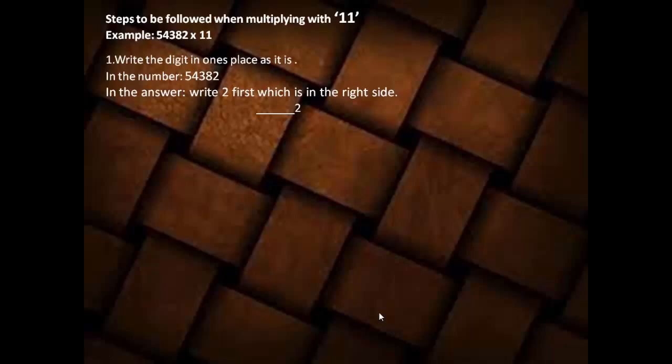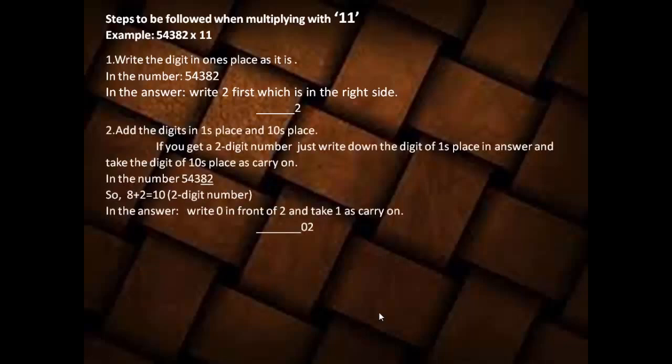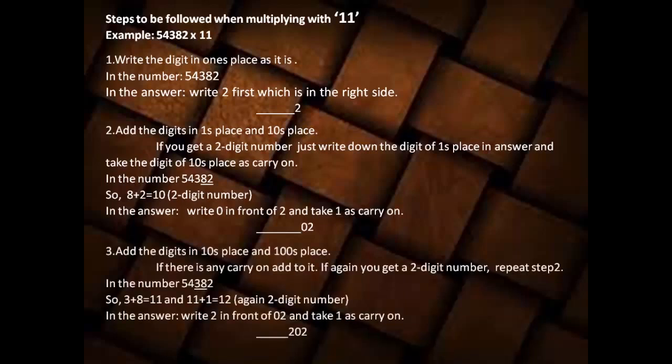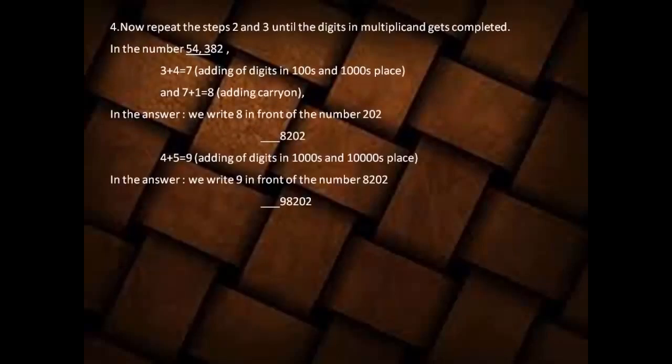If we add the 2 digits that are in ones and tens place, we get 8 plus 2 equals 10. Since 10 is a 2-digit number, we write the digit in ones place, that is 0, in front of 2 in the answer, and take 1 as carry on. Now, by adding the other 2 digits that are in tens place and hundreds place, we get 8 plus 3 equals 11. We add the carry on 1, and we get 12. 12 also being a 2-digit number, we place 2 in front of 02 and take 1 as carry on. We repeat these steps until the digits in the multiplicand get completed.